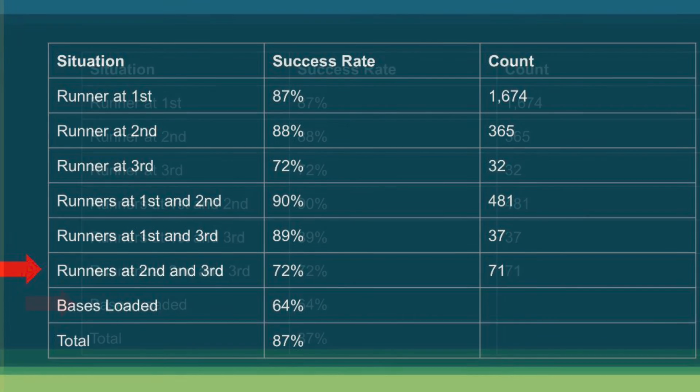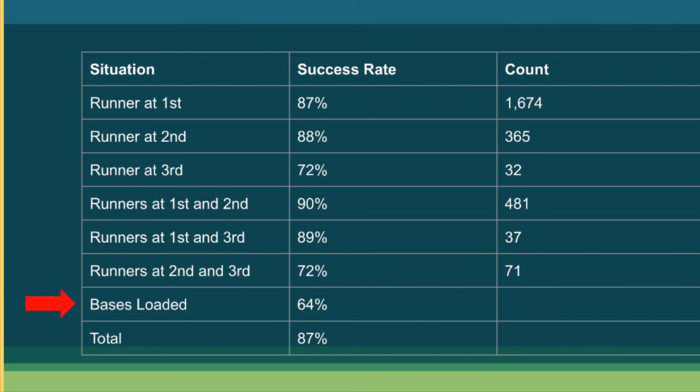And lastly, we have the bases loaded situation. This is going to be when you're in a tight pinch, not really worried about getting a hit, but you want to get a bunt. This is a 64% success rate again. And you're going to have to lay down a really good bunt to not get the runner out at home. You're going to want to push that up the third base or the first base line.